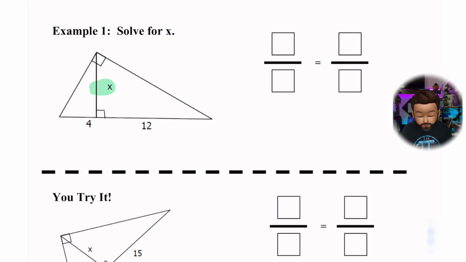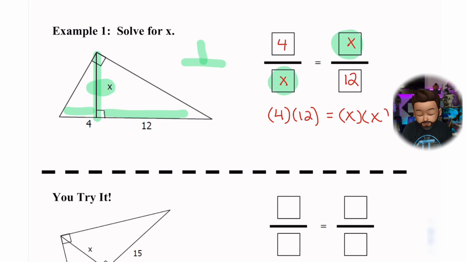So here in example 1, solving for x, the x is the altitude. So that goes twice in our proportion, one on top, one on the bottom, diagonally. The other two parts, if we make the T pattern or upside down T pattern, are 4 and 12. So we put those into the other two slots of the proportion, cross multiply, and solve.